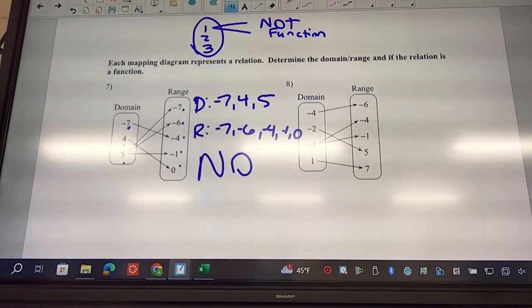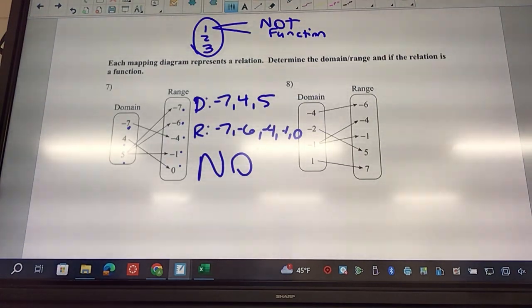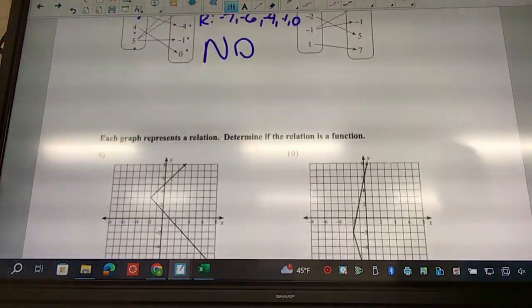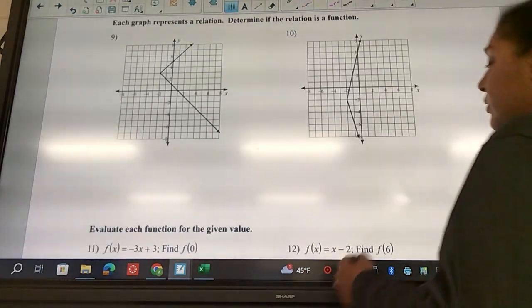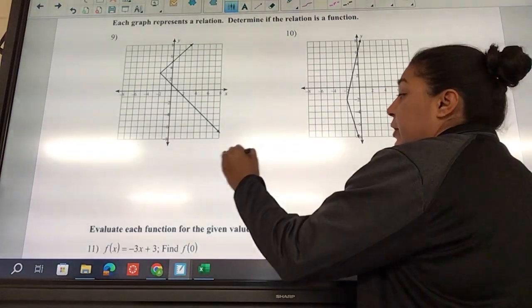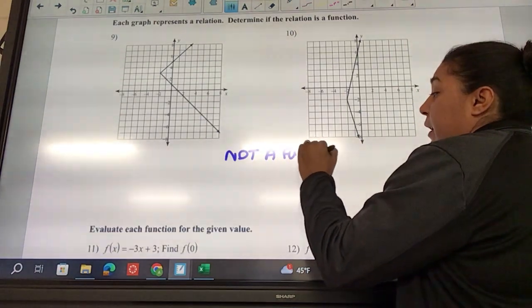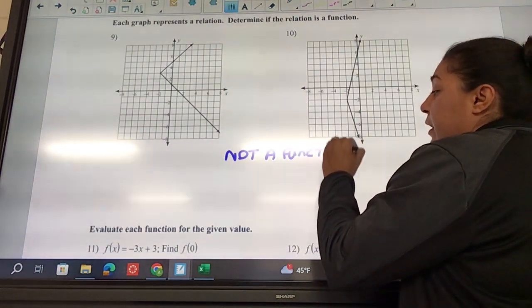Okay, the next one on here, we do the vertical line test. They just want you to determine whether it is a function or not. And so with that vertical line test, I'm going to just draw over here, not a function, looks like this. So you know some basic pictures that are not a function.